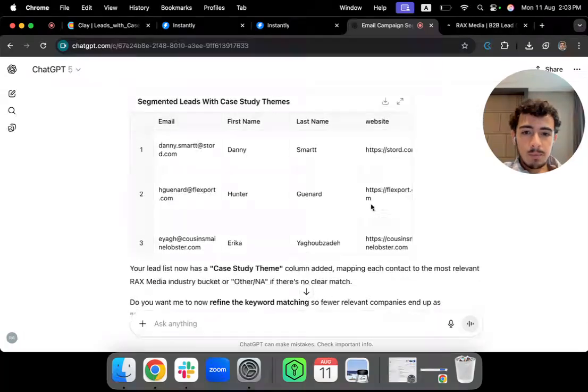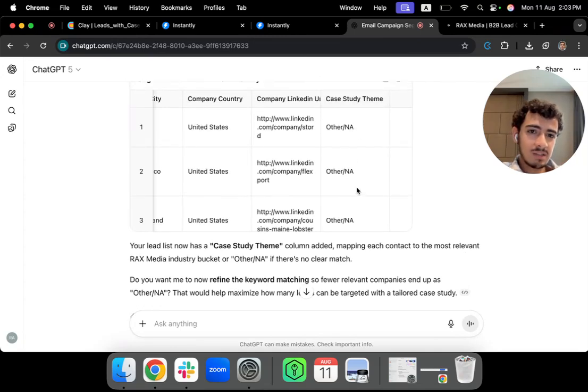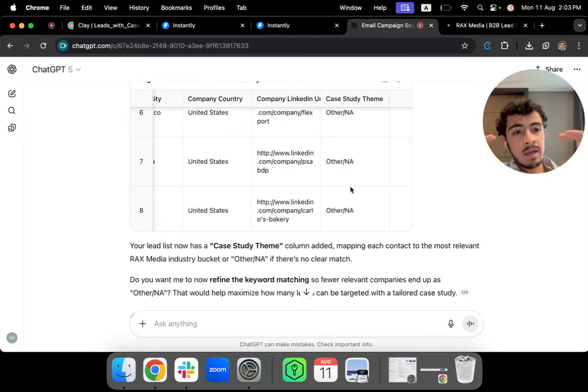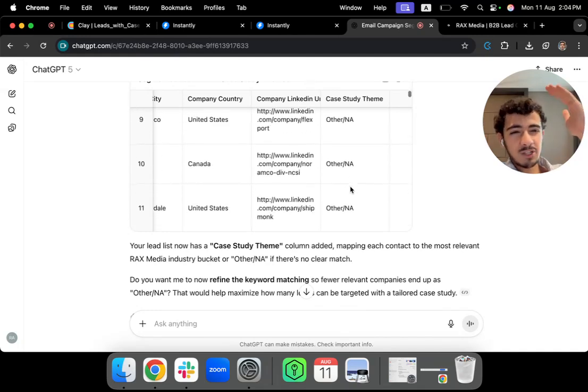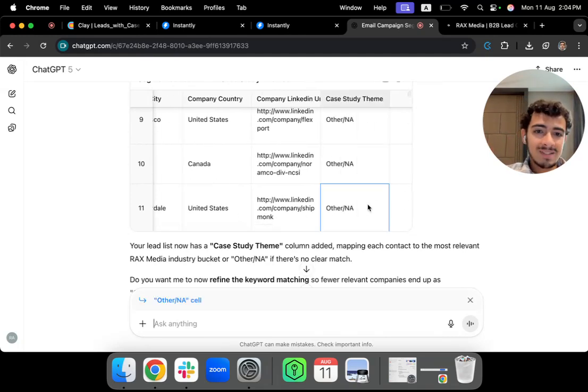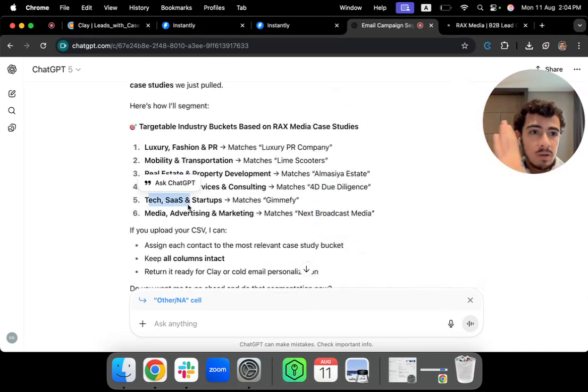Okay, so once that happens, you actually get an output. Now, for this example, I didn't actually have an industry column, but it will basically show the case study theme over here. So other NA, other NA. Other NA is basically like, hey, I could not find a case study that is relevant for this lead. But if you actually have an industry column, you can make it so that it will show the actual case study theme. So for example, if this was a tech company, it's going to show here tech and SaaS because it is looking for these buckets and trying to match it with that.